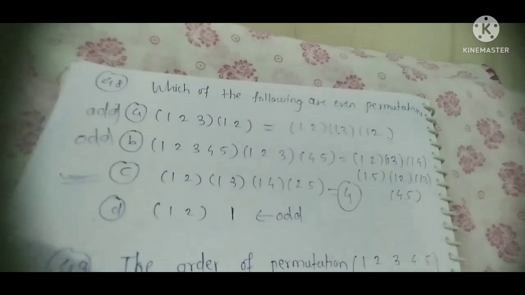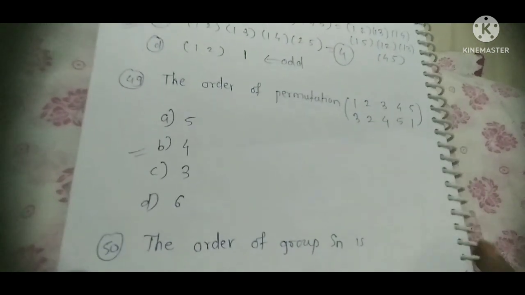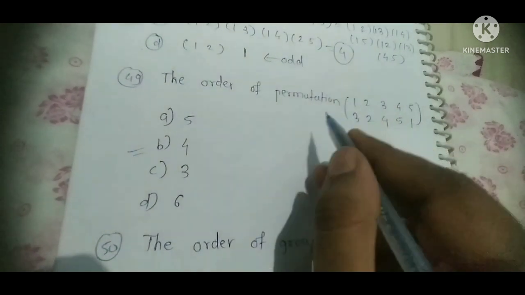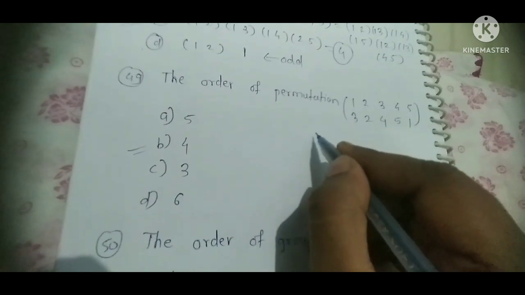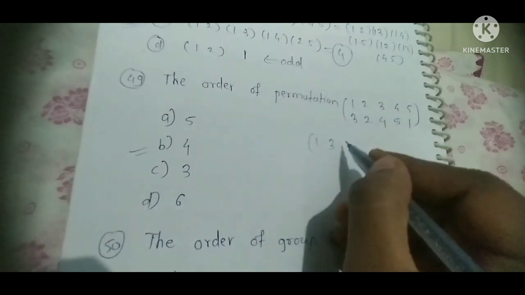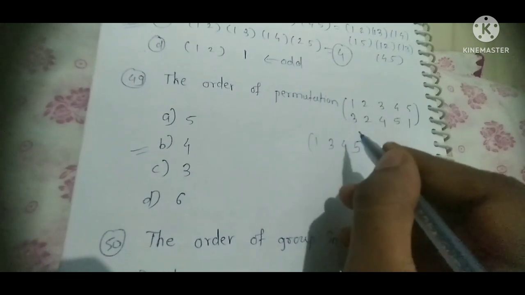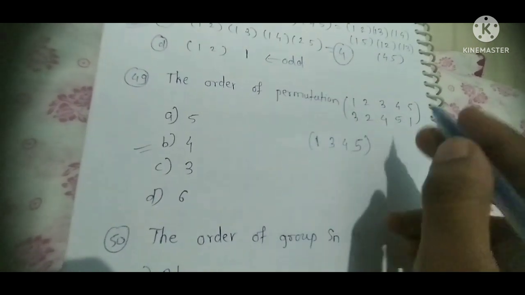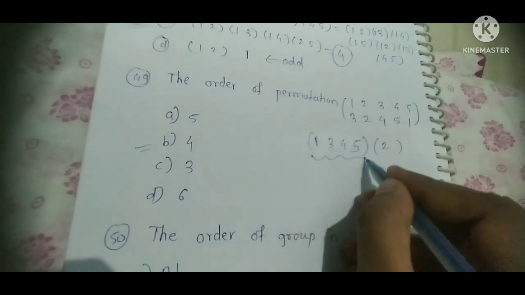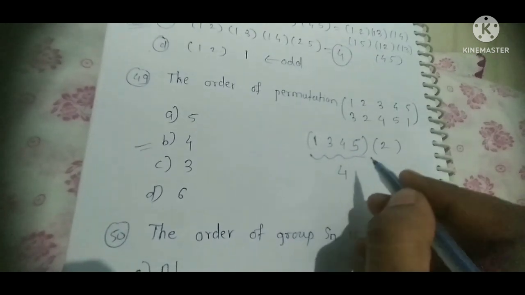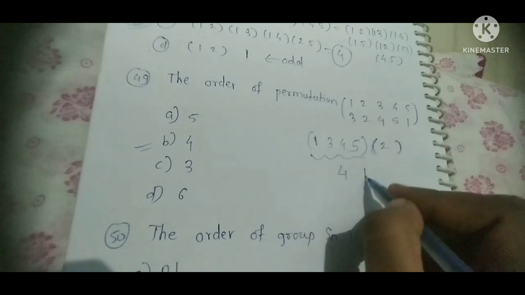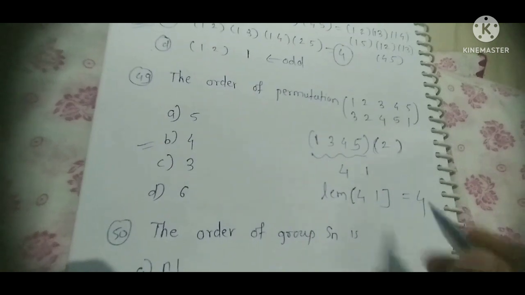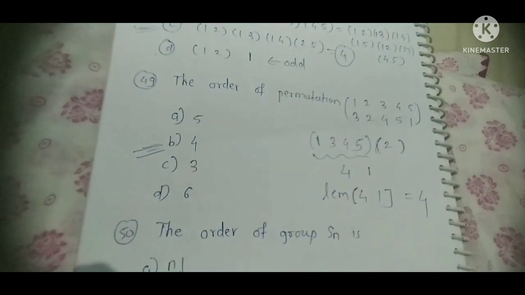Next MCQ: the order of a permutation. How can we calculate the order of a permutation? In a product of cycles, 1 maps to 3, 3 maps to 4, 4 maps to 5, and 5 maps to 1. So the cycle is complete. And here 2 maps to 2. What is the length of this cycle? 4. And what is the length of this cycle? 1. So take the LCM of 4 and 1. The LCM of 4 and 1 is 4. So the answer is 4. The order of the permutation is 4.